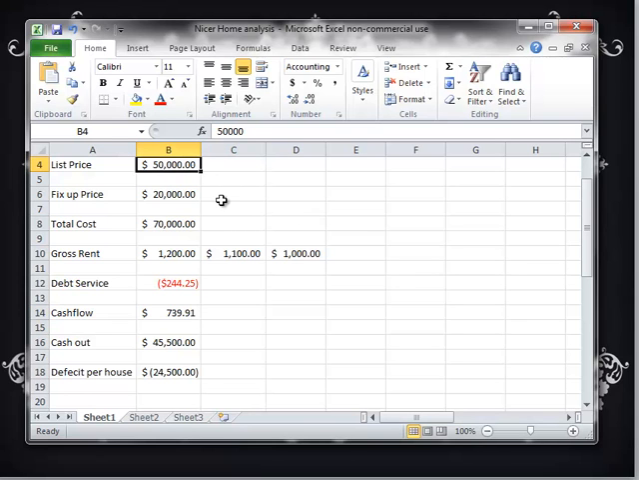Alright, the list price is $50,000, and for the purposes of this video, we're going to assume we bought the property for $50,000, and that includes the transfer tax, all the closing costs, all the taxes. So, total purchase price is $50,000.